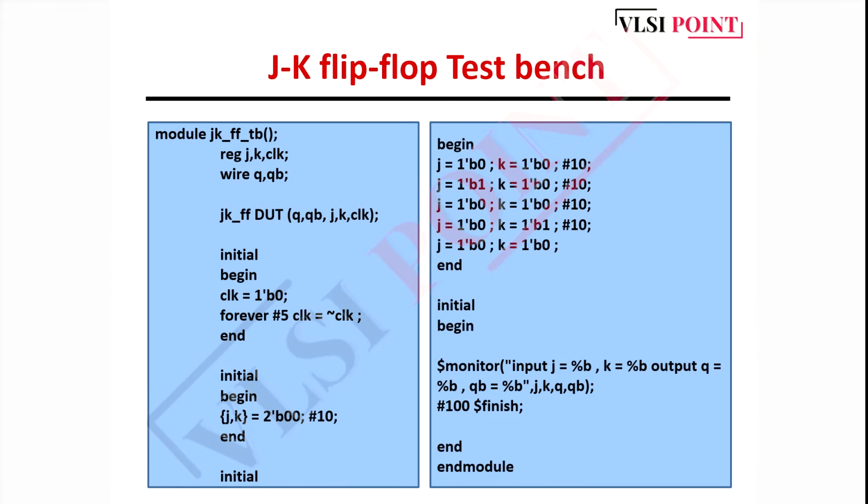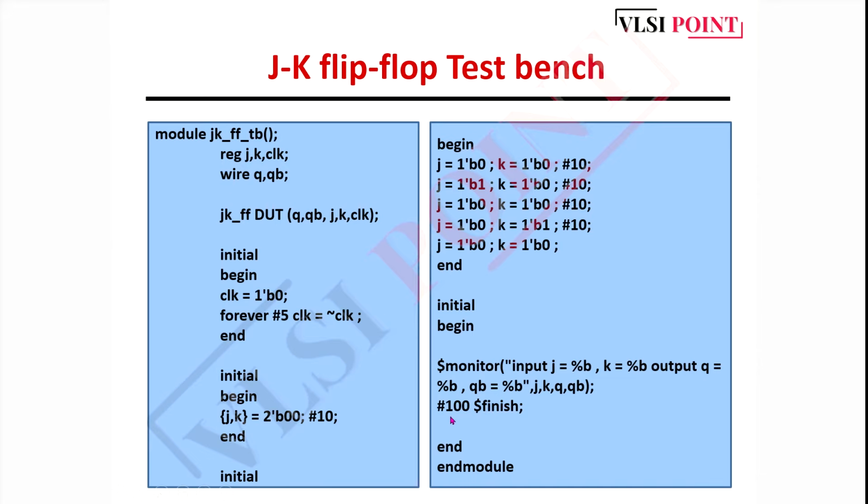Then now in the second initial block, I have initialized the values. So J and K, I have given 0, 0 to both the variables. And then in the third initial block, I have given some set of values with a time delay of 10 time units. And then in the last initial block, I have given the $monitor and $finish commands.